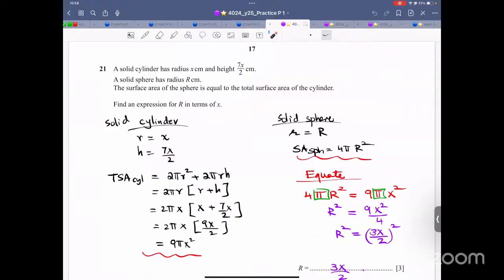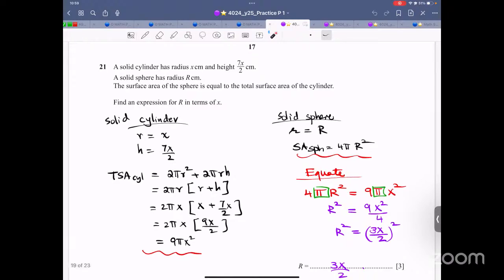Now let's look at this question. This is a nice question. It says a solid cylinder has a radius x and height 7x over 2. A solid sphere has radius capital R. The surface area of the sphere is equal to the total surface area of the cylinder. Find an expression. Solid cylinder, radius is x, height is 7x over 2.